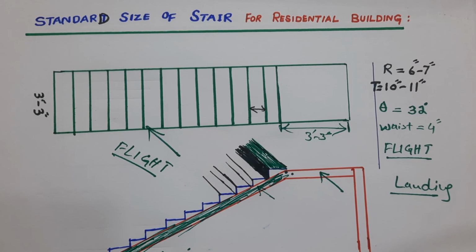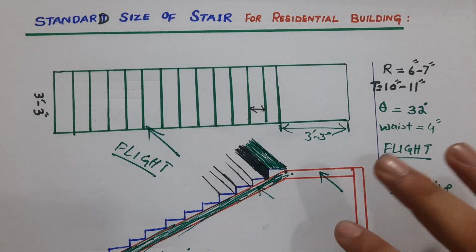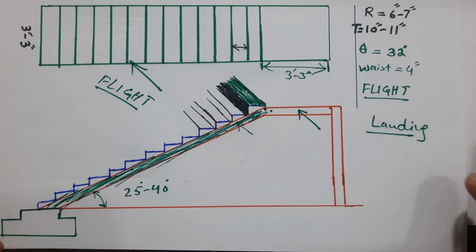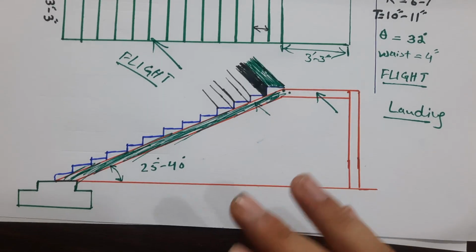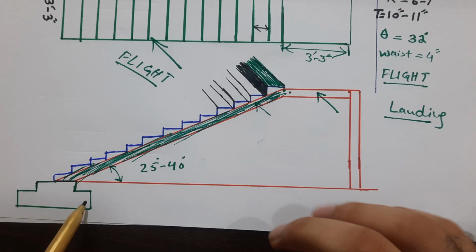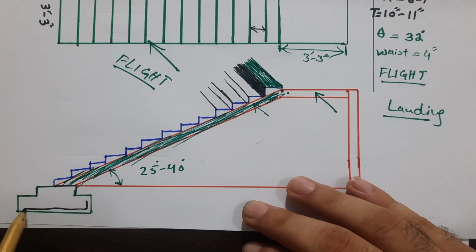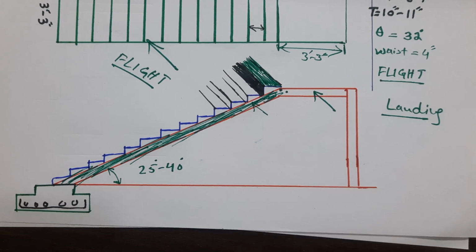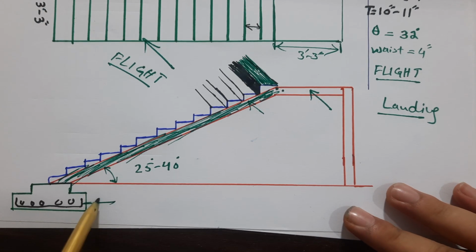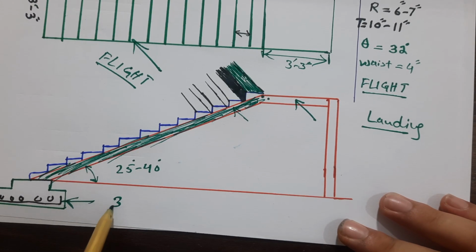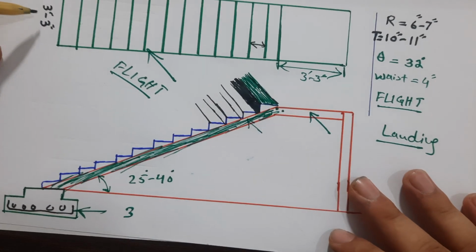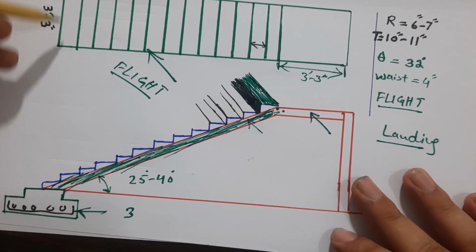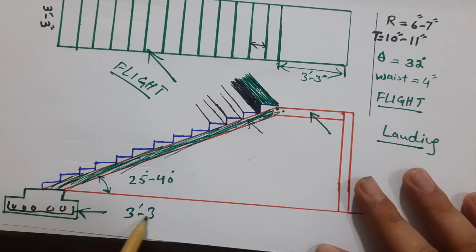The next one, guys, here you can see in the staircase, the foundation is very important. Inside this you can provide steel reinforcement, same like this. We are providing the footing. This footing size should not be less than 3 feet in width, and 3 feet and 3 inches. Because this is very important. So 3 feet and 3 inches.